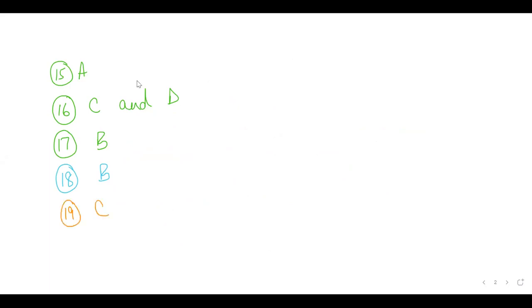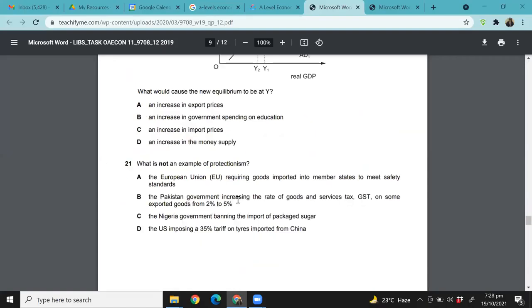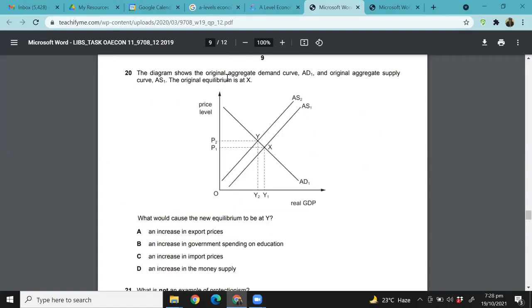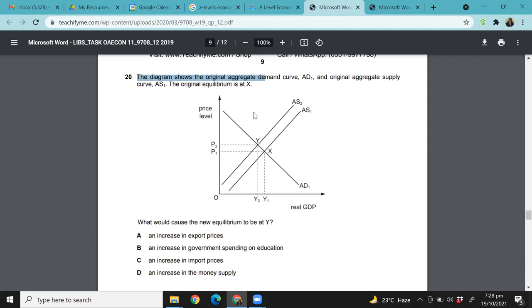Okay, let's keep moving. The next question, 20, says: the diagram shows the original aggregate demand curve and the original aggregate supply curve. The original equilibrium is at X, as we can see. What would cause the new equilibrium to be at Y? Now, what is happening in this case? Your aggregate supply curve is shifting to the left. So what are the factors that cause a leftward shift in aggregate supply? We have studied this in the class.